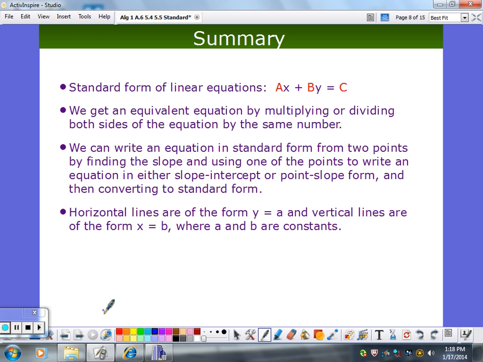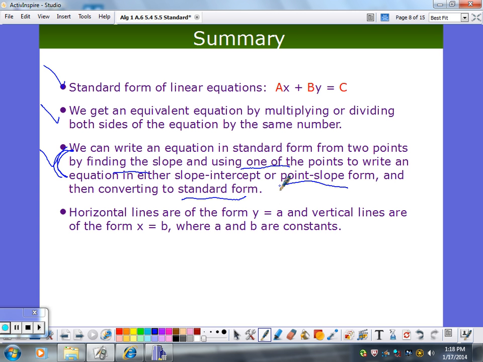Alrighty, so where have we been? Standard form. Again, we know this already. ax plus by equals c. We kind of know this already. We get an equivalent equation by multiplying and dividing both sides by the same number. We've done that many times, especially with linear systems and the elimination method. We can write an equation in standard form from 2 points by finding the slope and using one of the points, the point slope form, but we've done this part. We've done all of this already. What's new? Converting it to standard form. That's the only new thing.